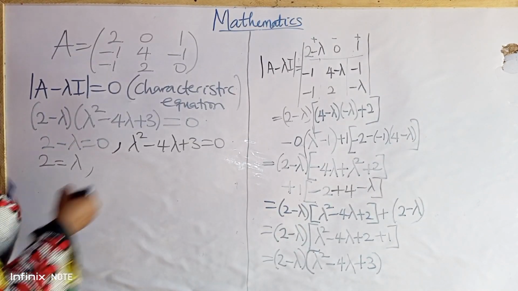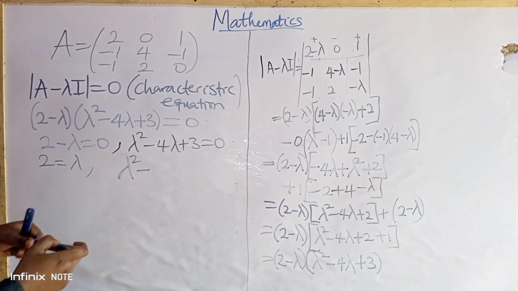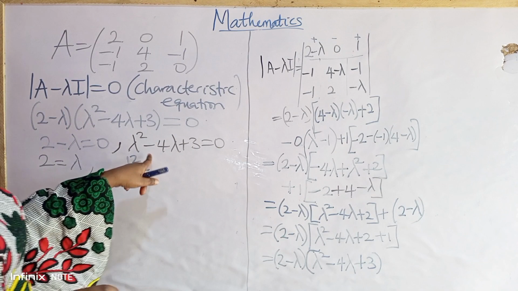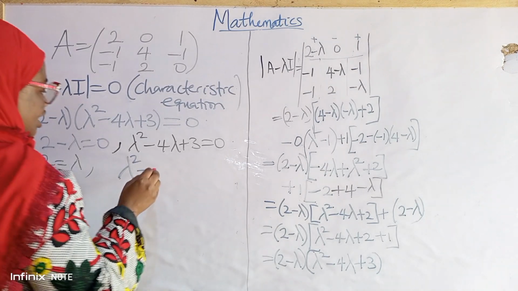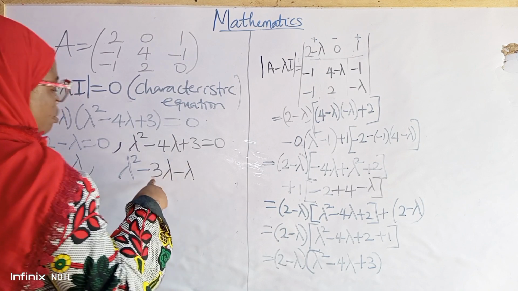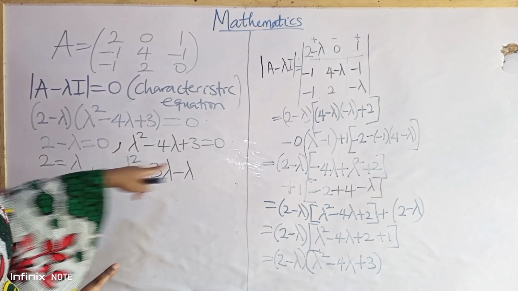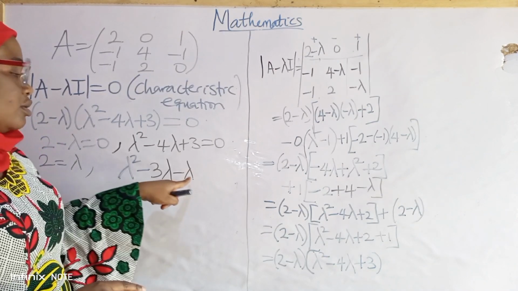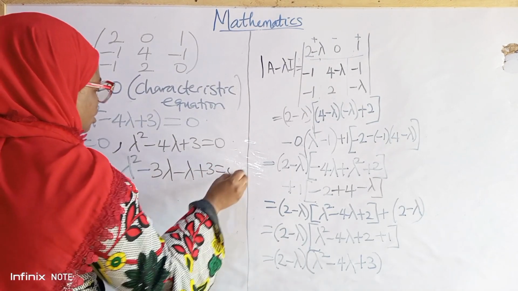It is factorizable. So we have lambda squared minus, I need 2 factors of 3 lambda squared that, if I add together, I'll have minus 4 lambda. That will be minus 3 lambda and minus lambda. So minus 3 lambda multiplied by minus lambda is going to give me 3 lambda squared. Then if I add them together, minus 3 lambda minus lambda is going to give me minus 4 lambda. So then plus 3 is equal to 0.